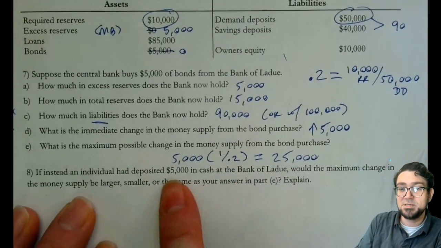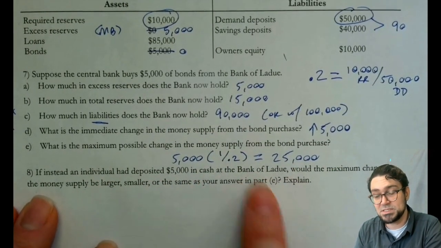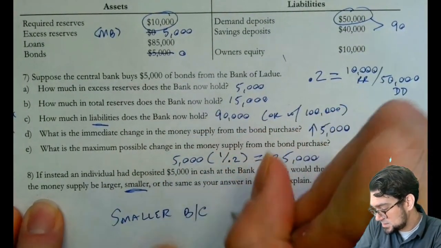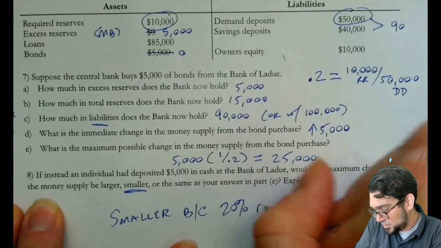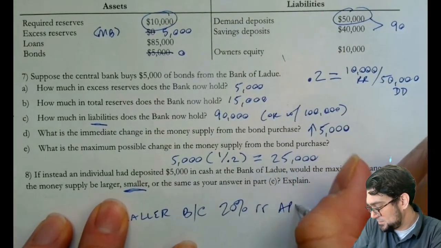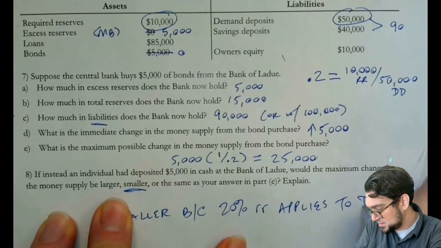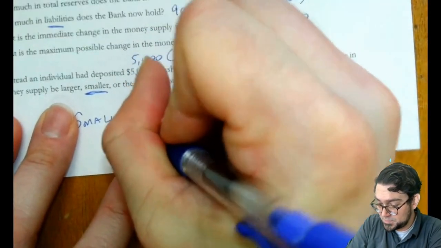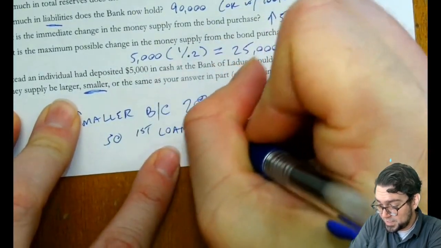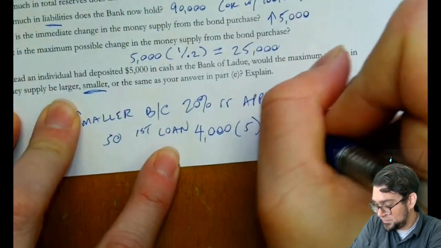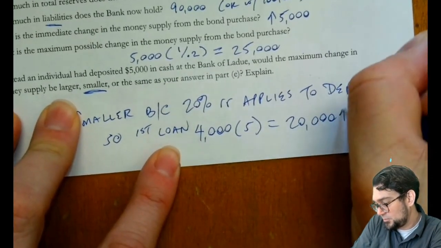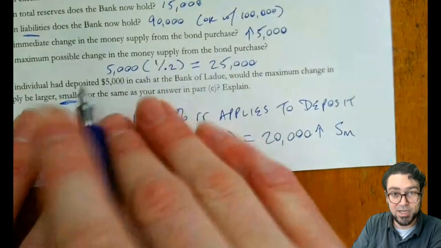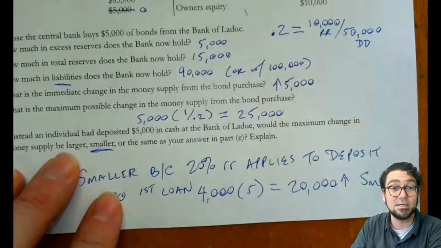And if instead an individual had deposited $5,000 in cash, would the maximum change be larger, smaller, or the same? Well, it's going to be smaller because the 20% required reserve applies to the deposit. So we can actually say the first loan of 4,000 times 5 gives us a 20,000 increase in the supply of money. And so you can see here that the supply of money goes up by 25,000 when the central bank buys the bonds, but only 20,000 when someone actually walks in and makes a deposit.